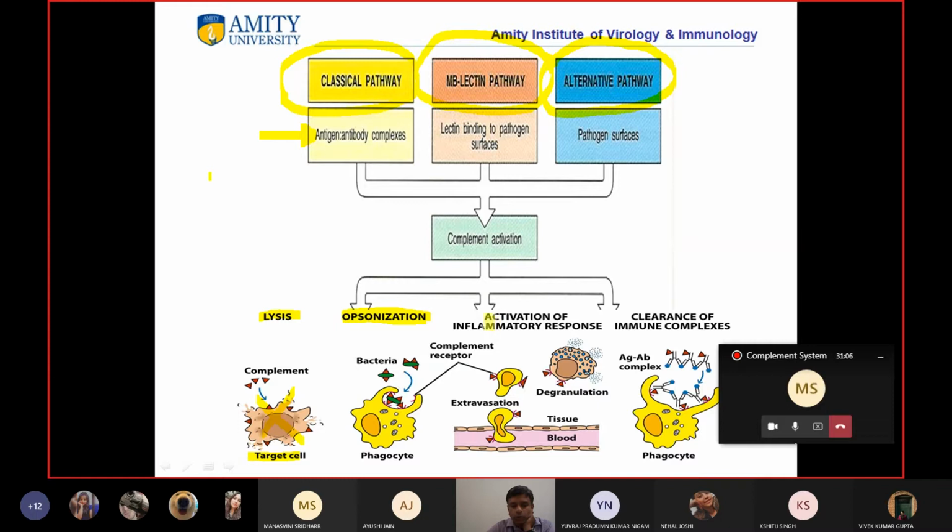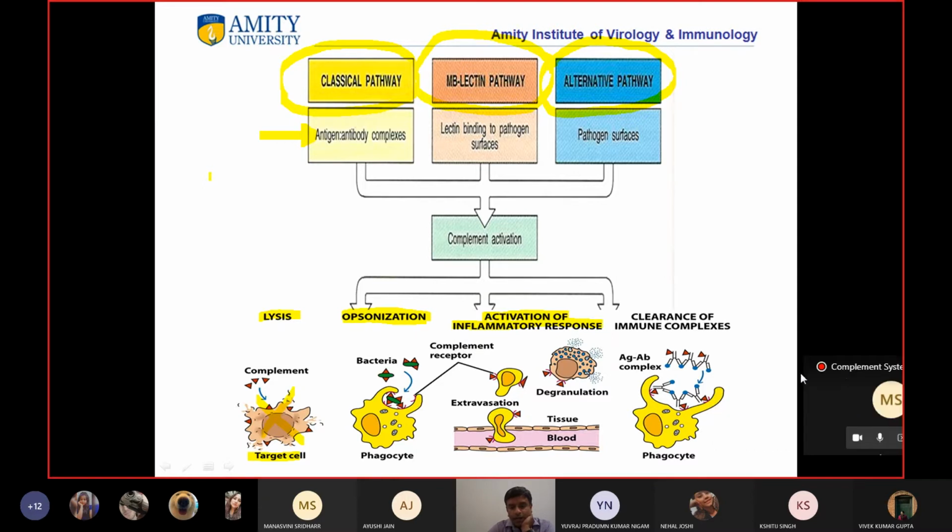Another important role of the complement system is the activation of the inflammatory response. You know what inflammation is, right? There are 5 different features of inflammation. We will discuss that in some other class, but the complement system also activates the inflammatory response. And another very important role is clearance of the immune complexes.